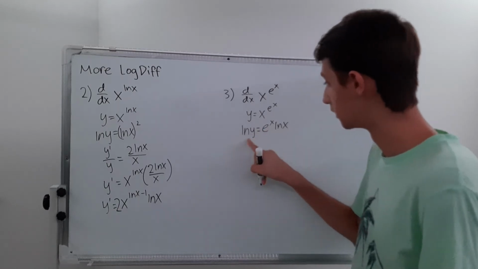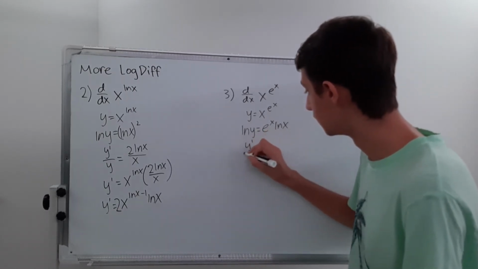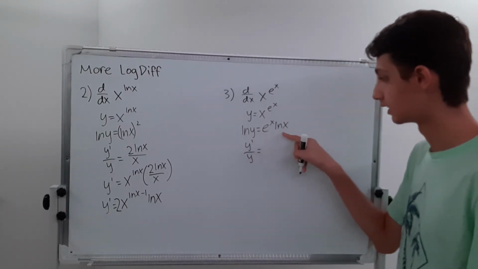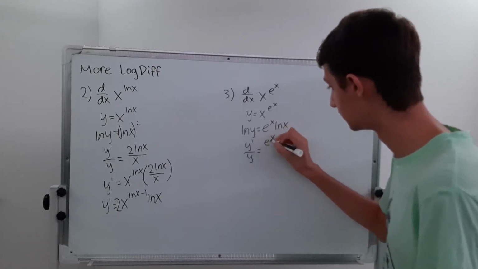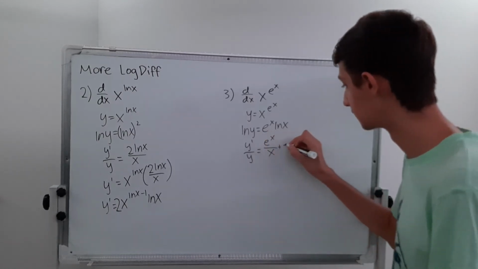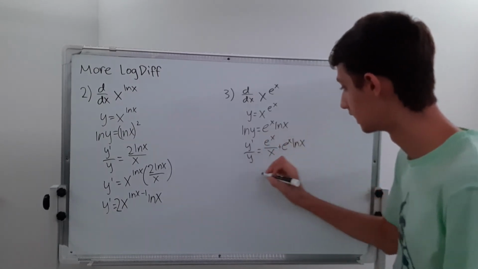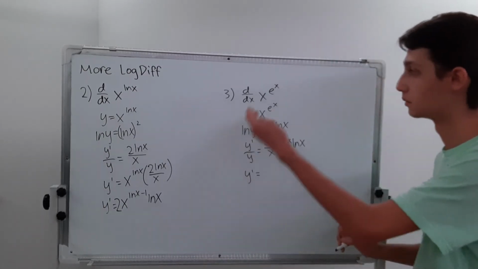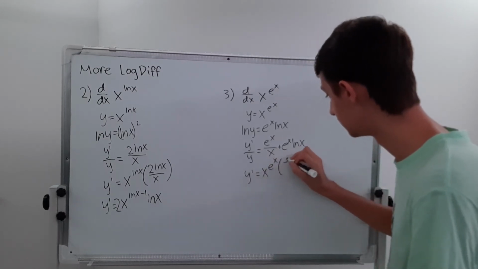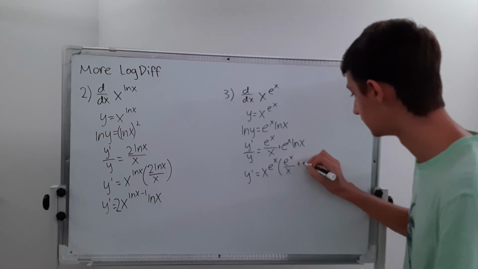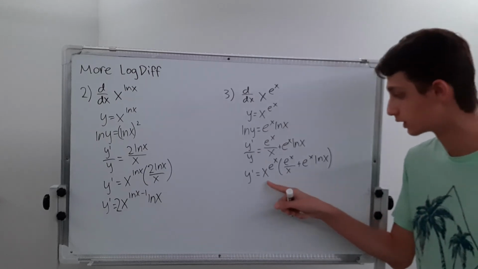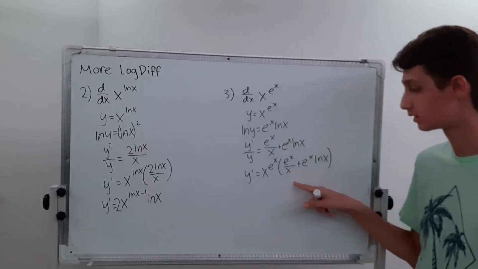So this is going to give you the derivative of both sides. It's going to give you y prime over y. And then for this, we have to use the product rule. So e to the x times the derivative of ln x, which is e to the x over x, plus the derivative of e to the x, which is just e to the x ln x. Then we get that y prime is equal to y, which is x to the e to the x, times e to the x over x plus e to the x ln x. And again, you can distribute this and then do the minus 1.